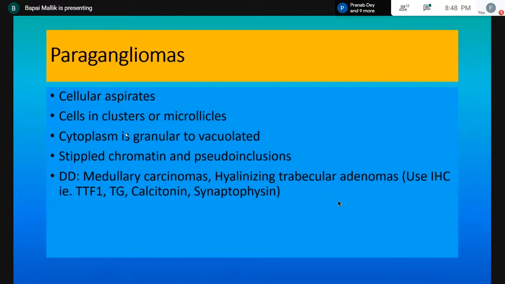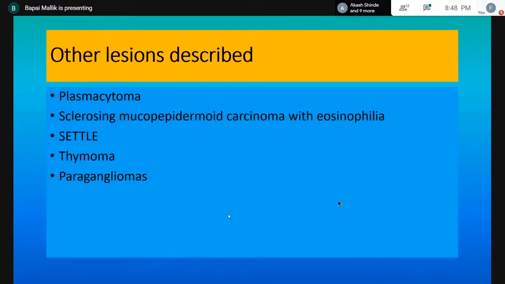Paragangliomas can be present in the thyroid, right? And they can be a problem. They are usually TTF1 and TG negative, right? Synaptophysin positive. So if they are present, they are very, very difficult, especially because there is a paraganglioma-like variant of medullary thyroid carcinoma. And there are lots of other lesions which have been described.